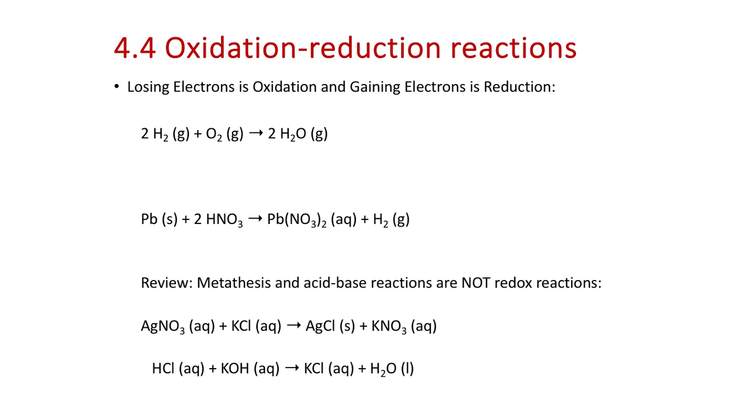Now, how we can use oxidation numbers is to help us see if a reaction is or is not a reaction that changes charge. And so an oxidation reduction reaction is where we have electrons being lost by an atom, that's oxidation. So losing electrons is oxidation. And then atoms that gain electrons are reduced. So gaining electrons is reduction.